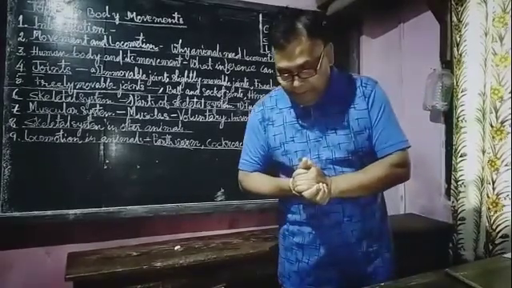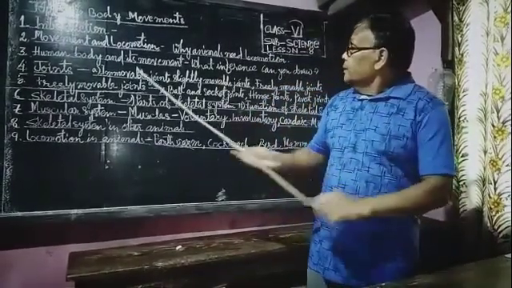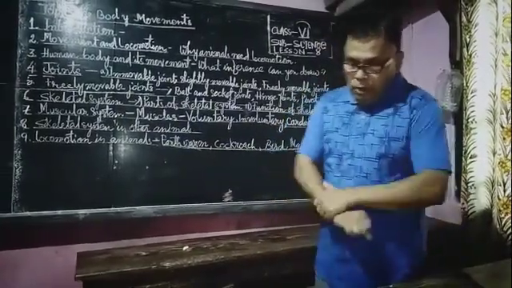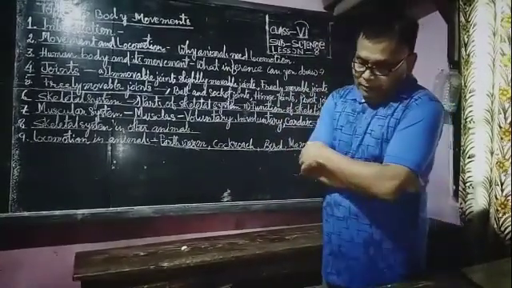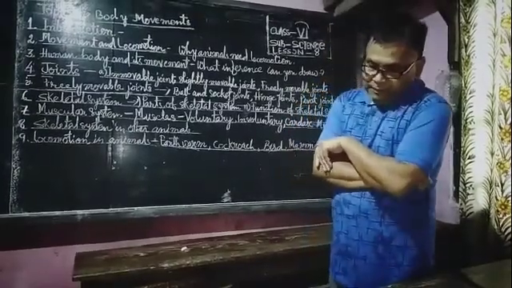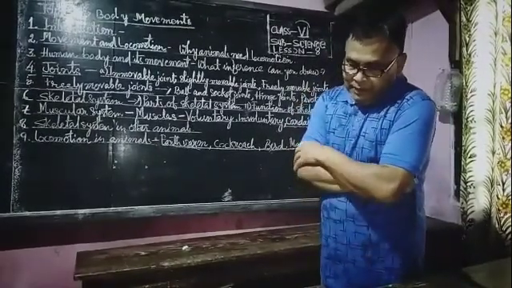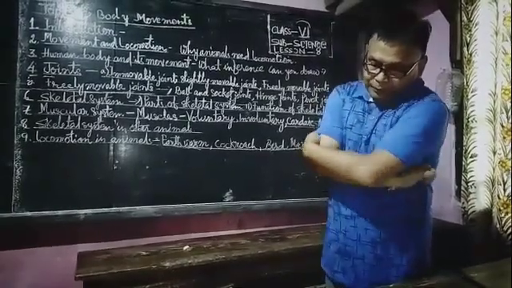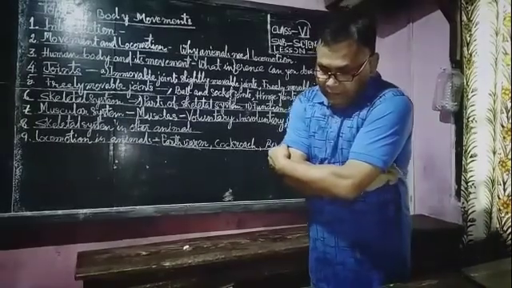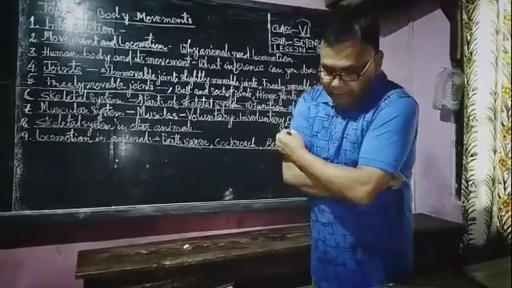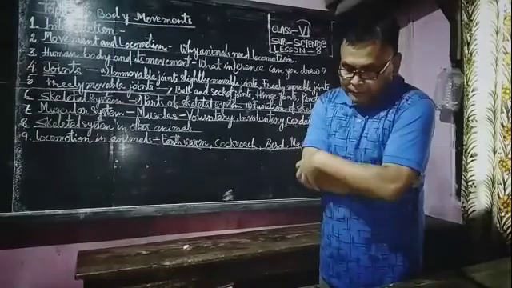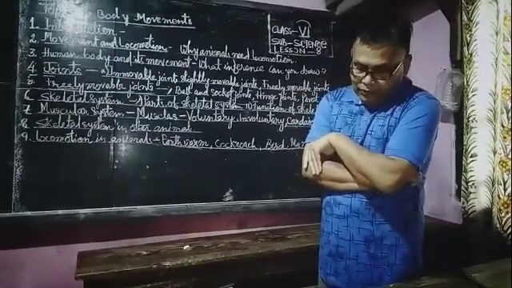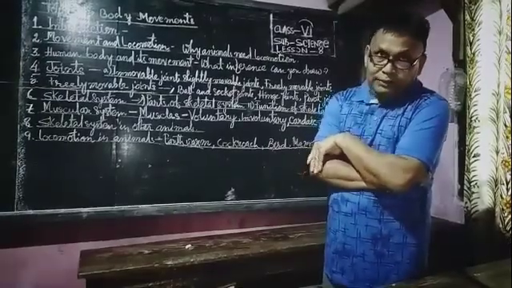Immovable joint. These joints allow no movement. For example, the bones of the skull are interlocked with each other by their serrated margins called the sutures. See the picture of immovable joint.